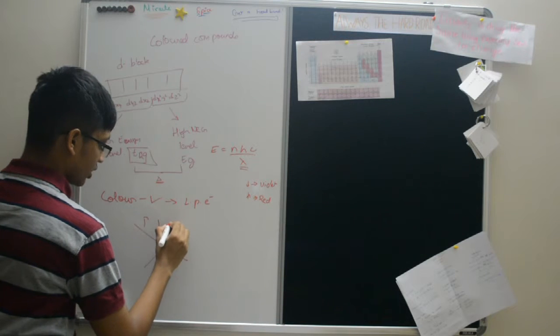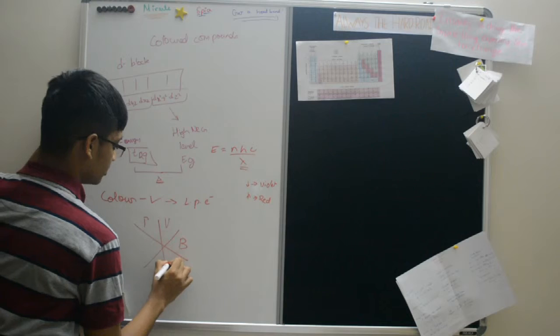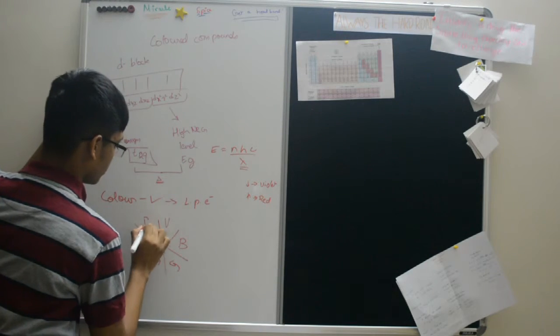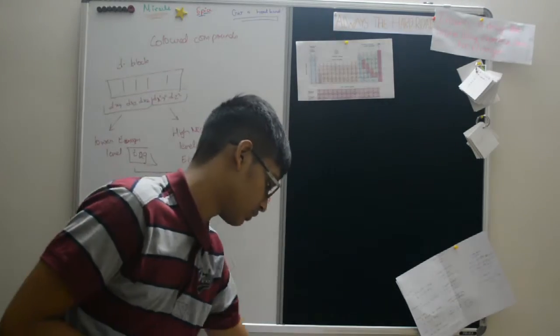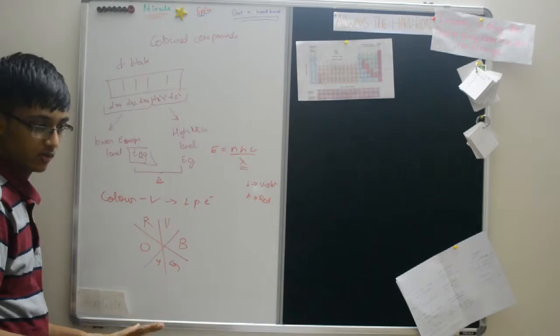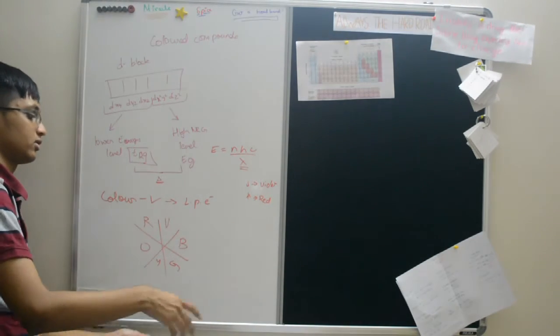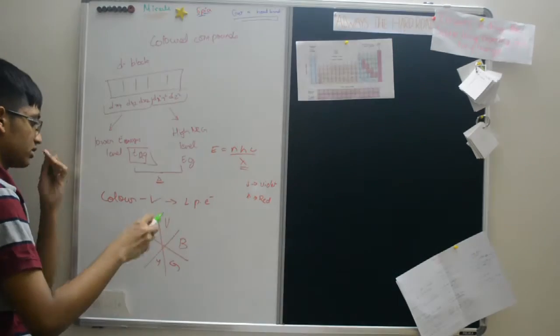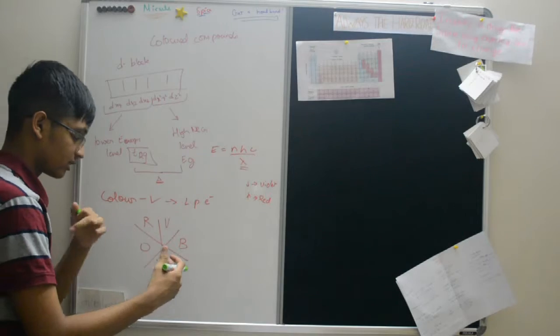Now we know the color wheel. Indigo is not present in this circle: V, P, G, Y, O, R, okay. Now you can say that if it absorbs one particular wavelength, then it will give out the other wavelength in this cycle, okay. This cycle will provide which wavelength it will absorb and which it will give out.